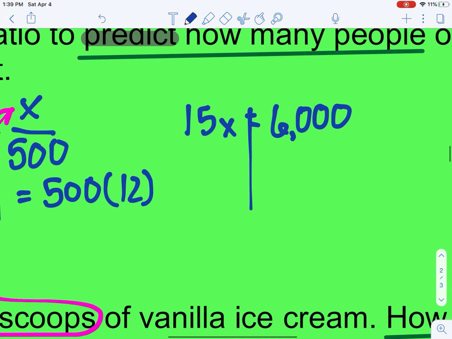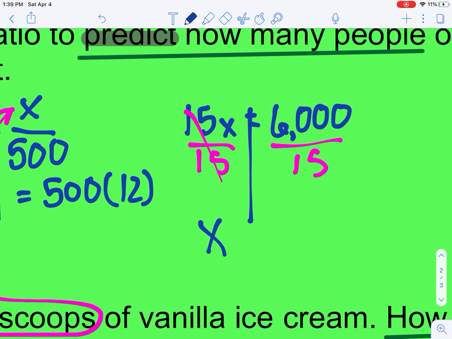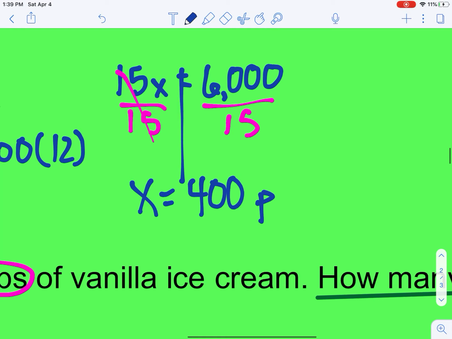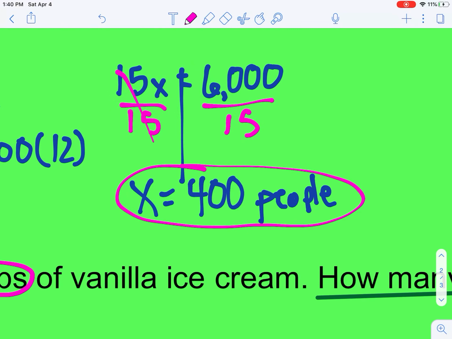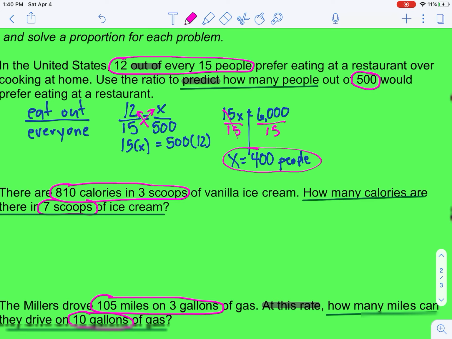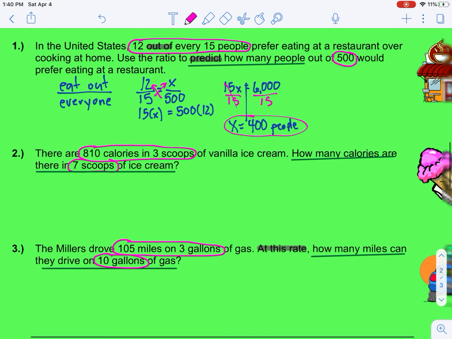Okay, draw my line. Now I need to get rid of that 15, so I'm going to divide by 15 on both sides. We know that those 15s cancel out, and I end up with x equals 400 people. So if I ask 500 people if they prefer to eat out at a restaurant or cook at home, 400 of those people are going to say they prefer to eat out. So the biggest thing is setting up our proportion and making sure that it's organized with the two things that I'm comparing.